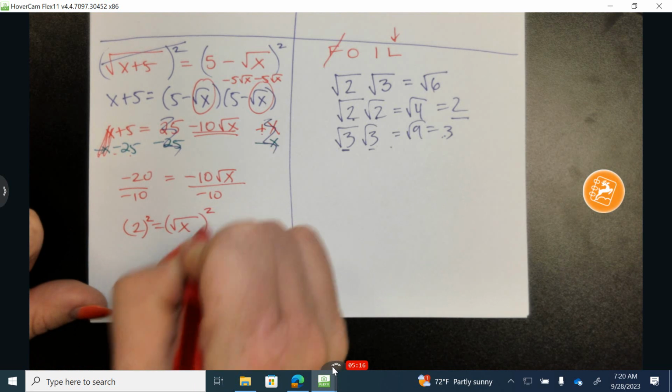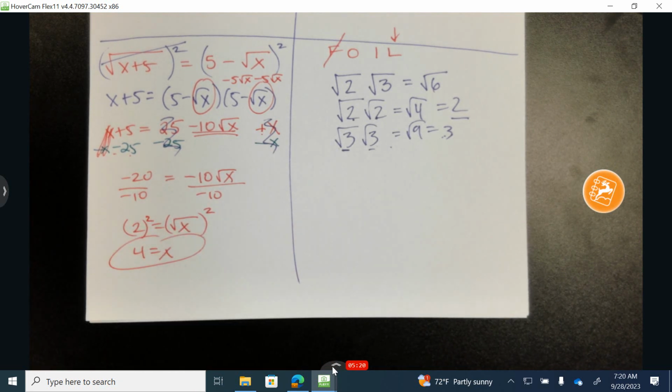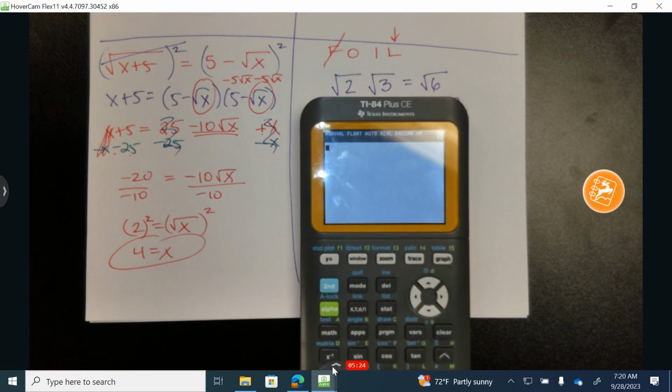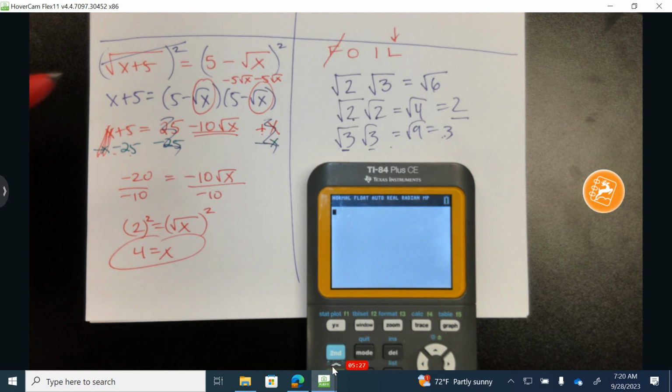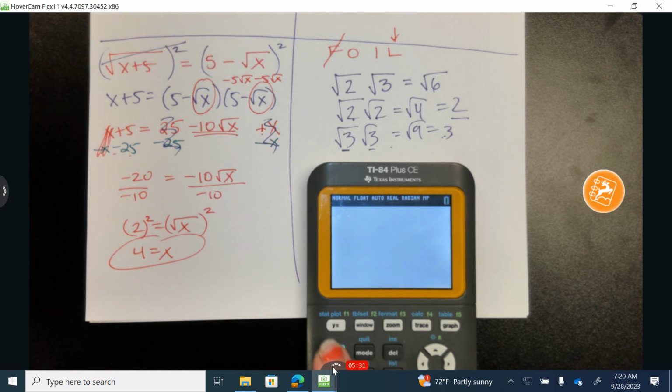I want to square both sides. 2 squared is 4. And now I need to grab the calculator to ensure, is this the right answer? I did all the math right. I'm confident in my math, but I'm not confident that this answer will work. So I'm going to come back up here. Forget about what you see in purple. We're looking at the original answer.